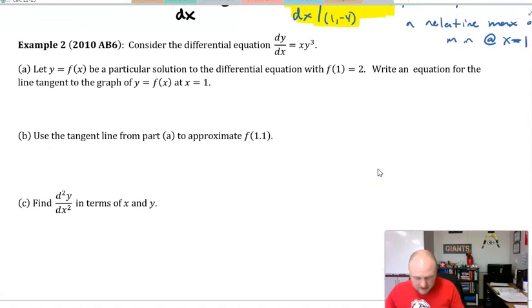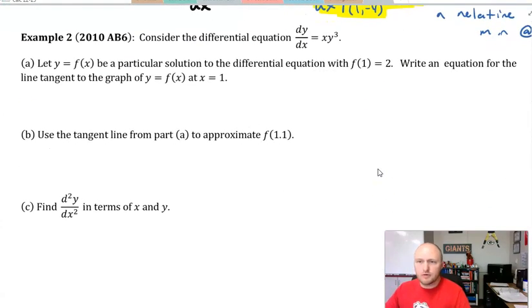Example number 2. This is the FRQ from AP Calc AB in 2010. I'm going to let you solve this one. I'm going to let you guys work on this. I'll show you the answers here in a second. Pause me, and then I'll do the answers in waves. All right, hopefully you went ahead and tried this one.